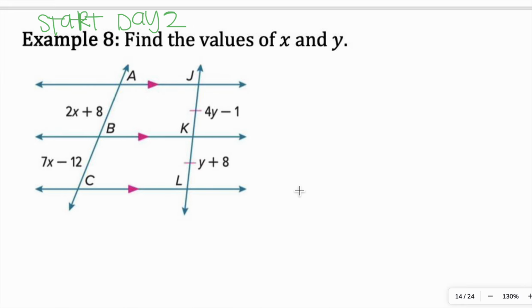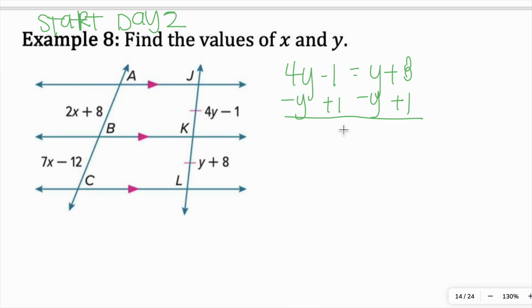And this one says, find the values of x and y. Something we haven't seen yet is this right here. So from J to K is the same length as K to L. So I can use that information to start to solve for y. 4y minus 1 is equal to y plus 8. I'm going to add 1 minus y. I'm going to get 3y is equal to 9. So y is equal to 3.